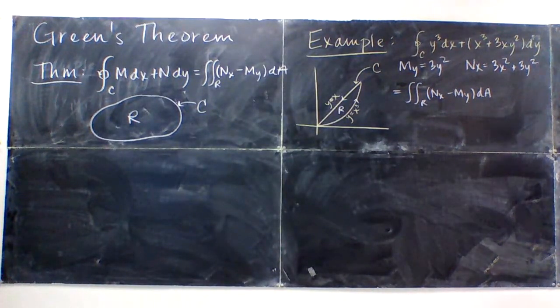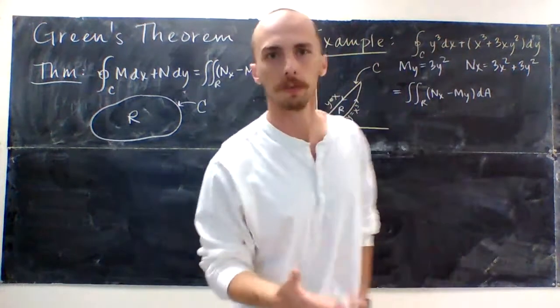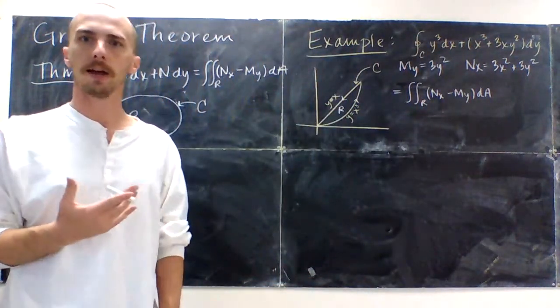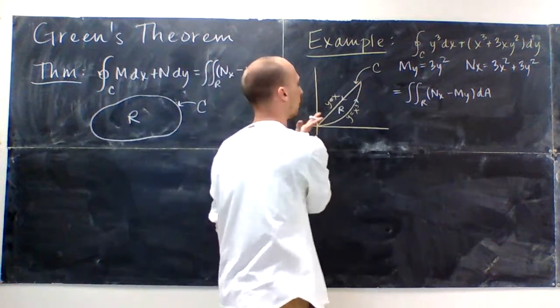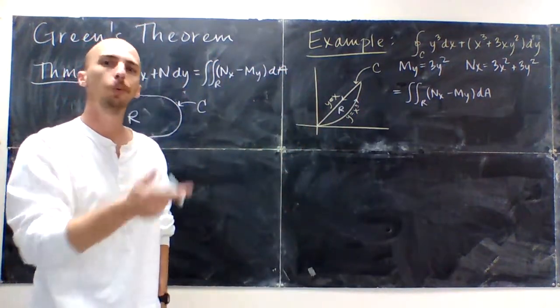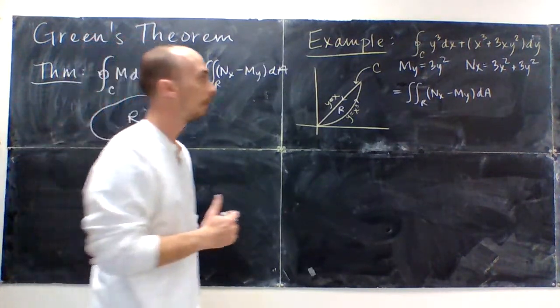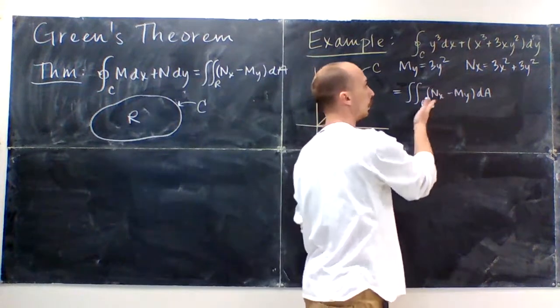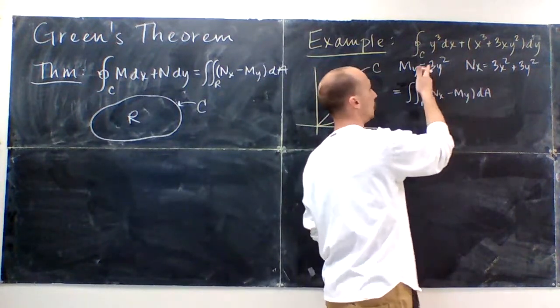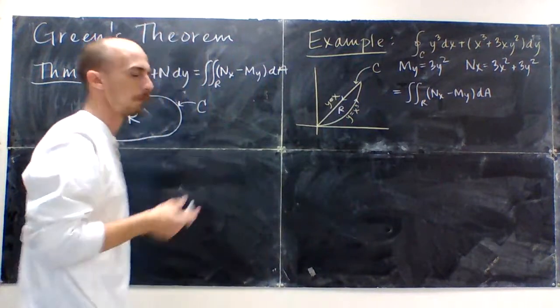Notice also, because N_x and M_y are not the same, this vector field is not conservative, and therefore I'm not going to get 0 when I integrate all around a closed path. But if it was conservative and I was going to get 0 when I integrated all the way around a closed path, I could see that in my double integral, because N_x would be equal to M_y, and I'd be integrating 0 dA, and I would get 0 back. Okay, I just thought I'd point that out.